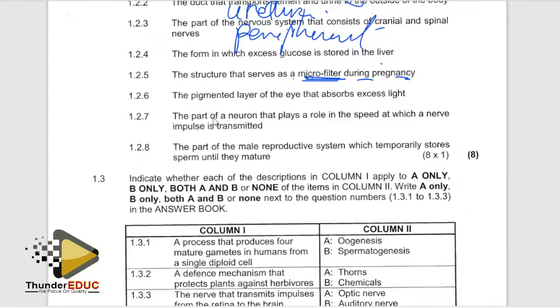Then they are saying the pigment layer in the eye that absorbs excess light. We talked about this yesterday. Choroid. So you talk about the choroid here. The part of the neuron that plays a role in the speed. We talked about this yesterday still. Then someone tried to give a modified answer, and I said no. Myelin sheath is the one which speeds up the impulse. So here we talk about myelin sheath.